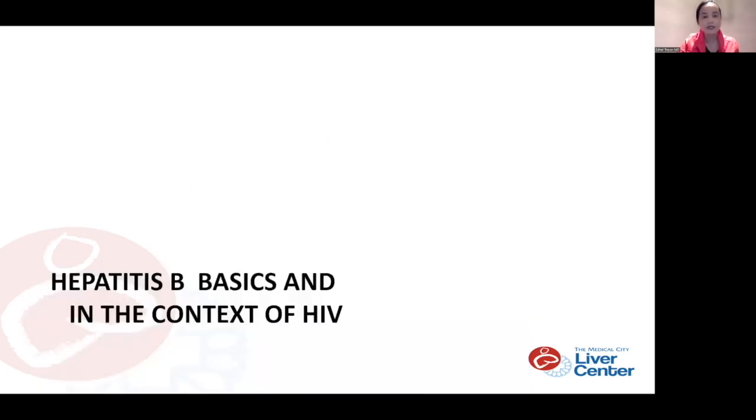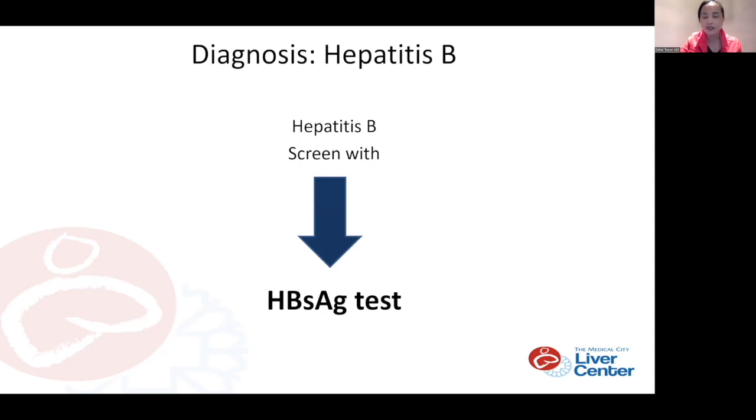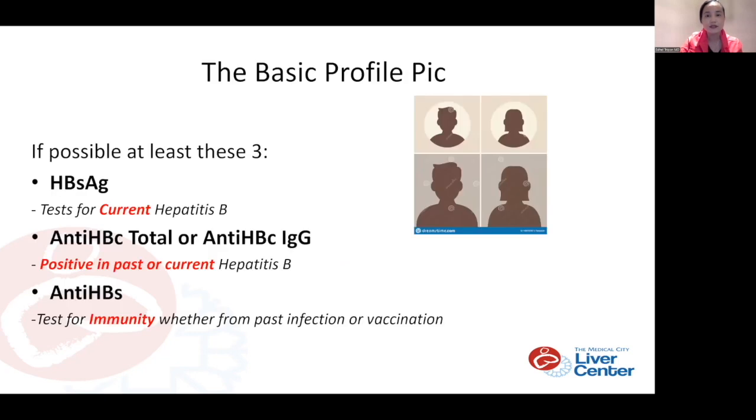So let's begin by talking about hepatitis B first. So remember, we're talking about hepatitis B in the context of HIV. We all know this, an S antigen test screens for hepatitis B, and if it is reactive, this is a mark of current infection. So this is the basic important part of the profile. For S antigen, HBsAg, if this is positive, this means you have current hepatitis B.